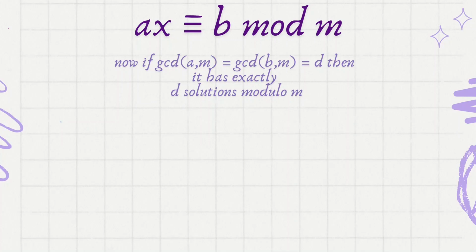Now, if the GCD condition is satisfied and it's equal to D, so that GCD of A comma M is equal to GCD of B comma M is equal to D, then we can say that this relation has exactly D solutions modulo M. A quick digression here. What do we mean by solutions modulo M?